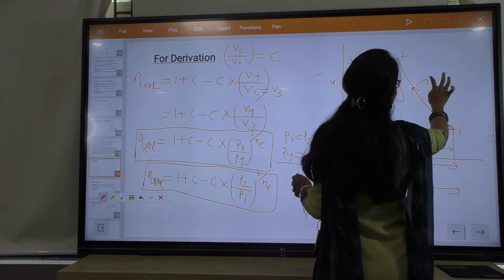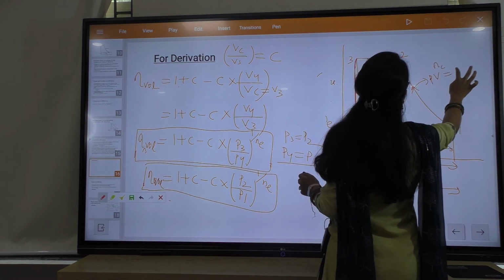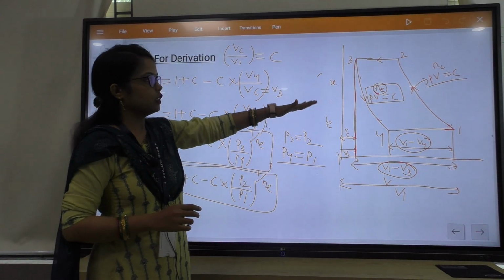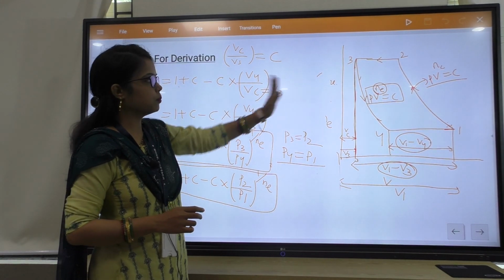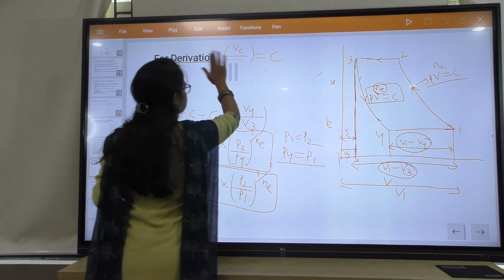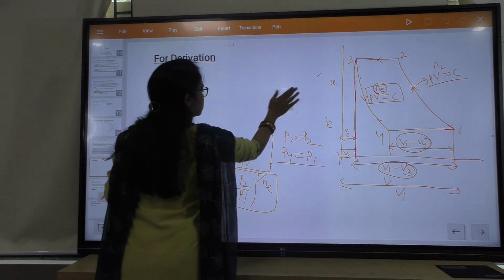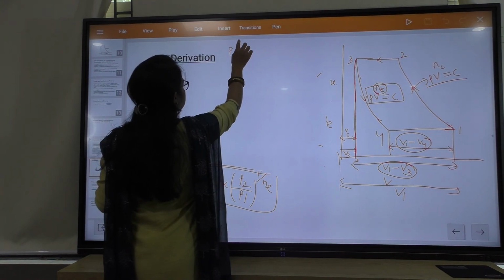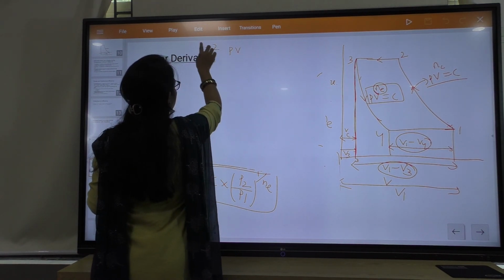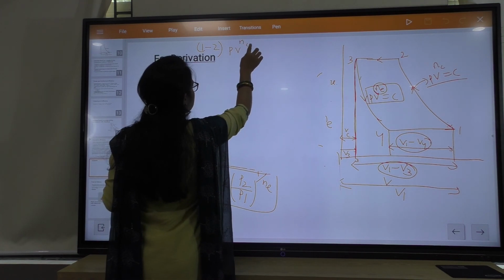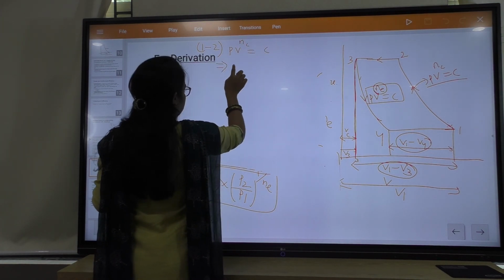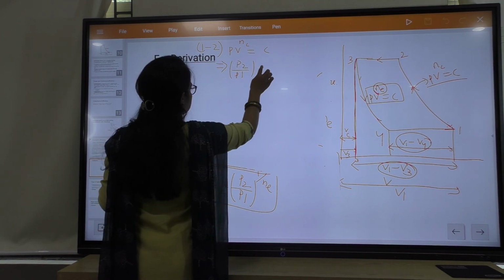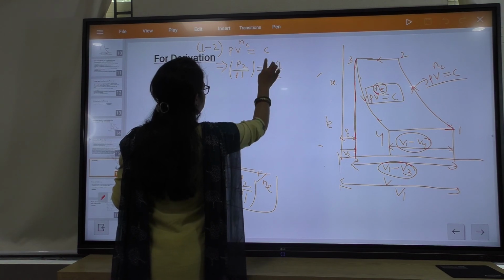This process also follows the law PV to the power Nc is equal to constant. Okay, this compression process, 1 to 2 process, that process also follows which law? PV to the power Nc is equal to constant. I am erasing it. So for the process 1 to 2, PV to the power Nc is equal to constant. That means you can write P2 by P1 is equal to V1 by V2 to the power N.